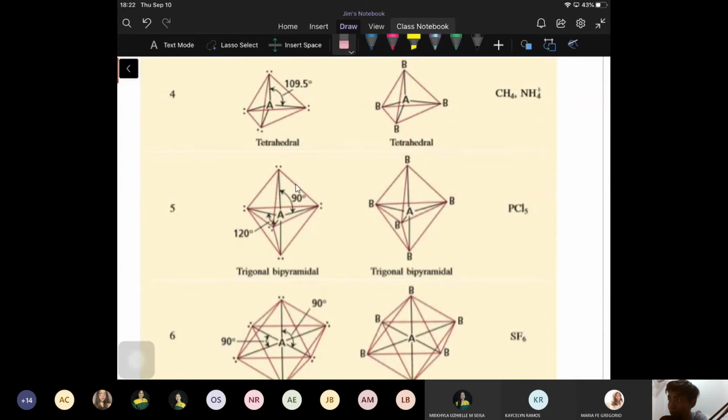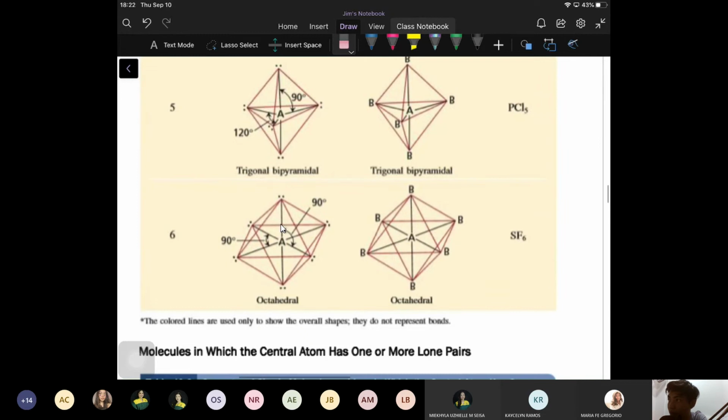Ito yung triangle. Ito yung pyramid sa taas. Ito yung pyramid sa baba. And pag anim, we will have square bipyramidal or octahedral. Ito yung square, ito yung pyramid sa taas, yun yung pyramid sa baba. No? So, yan. So, more on 3D lang.